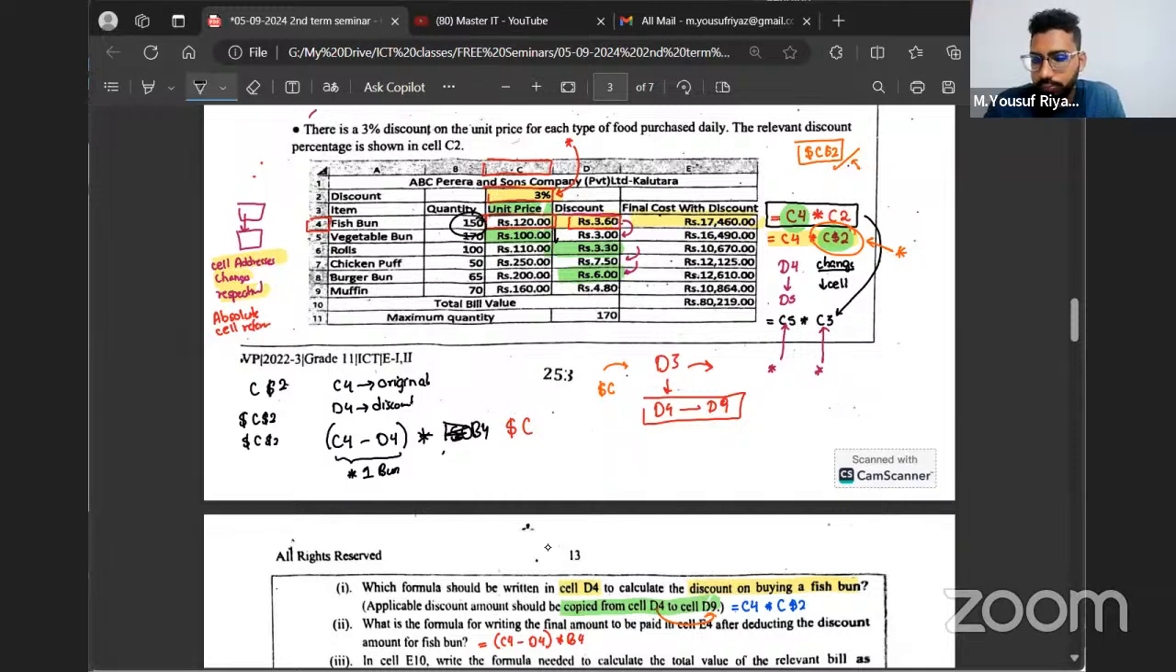Is that clear, all of you? Yes or no? But it's already given the discount. Where is it given? Can we write 150 without B4? No.